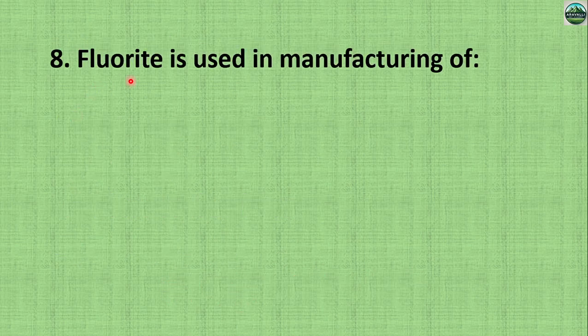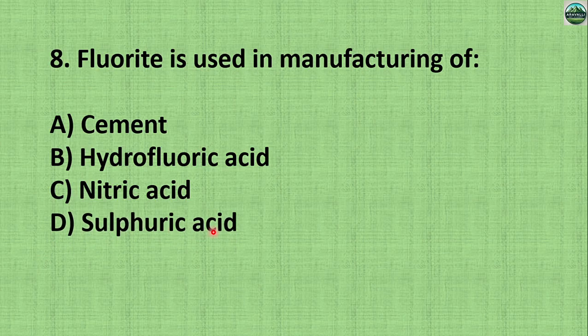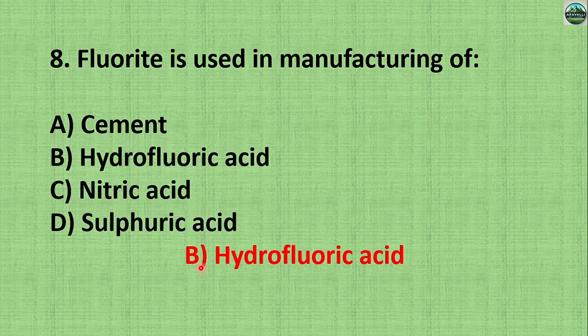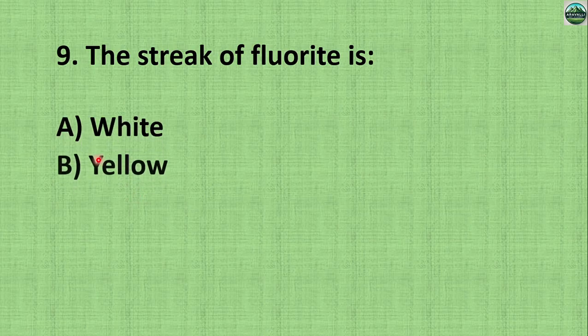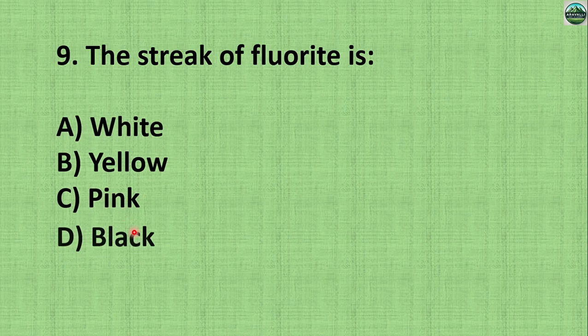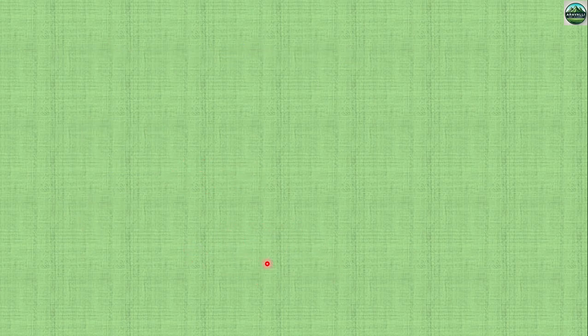Next question, fluorite is used in the manufacturing of cement, hydrofluoric acid, nitric acid, or sulfuric acid. Which one is the correct answer? Correct answer is hydrofluoric acid. Next, the streak of fluorite is white, yellow, pink, or black. Which one is the correct answer? Correct answer is white. Streak of fluorite is white.